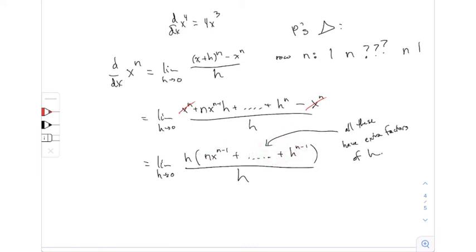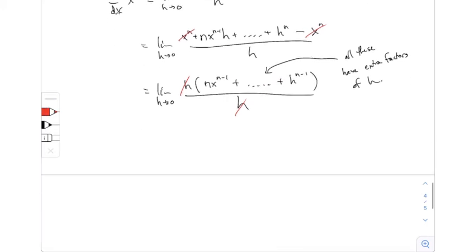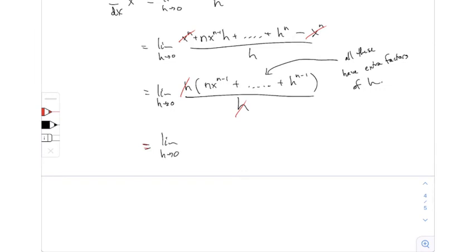All right? And so what's going to happen? I cancel these h's, and then I take the limit as h goes to 0, and everything up here becomes 0 except for the very first one, because all the other ones have h's on them. So what I get after canceling those is the limit as h goes to 0 of n x to the n minus 1 plus a whole bunch of stuff. All of that stuff has factors of h on it, and so it's all going to become 0 when I plug h equals 0 in. And I just end up with n x to the n minus 1.